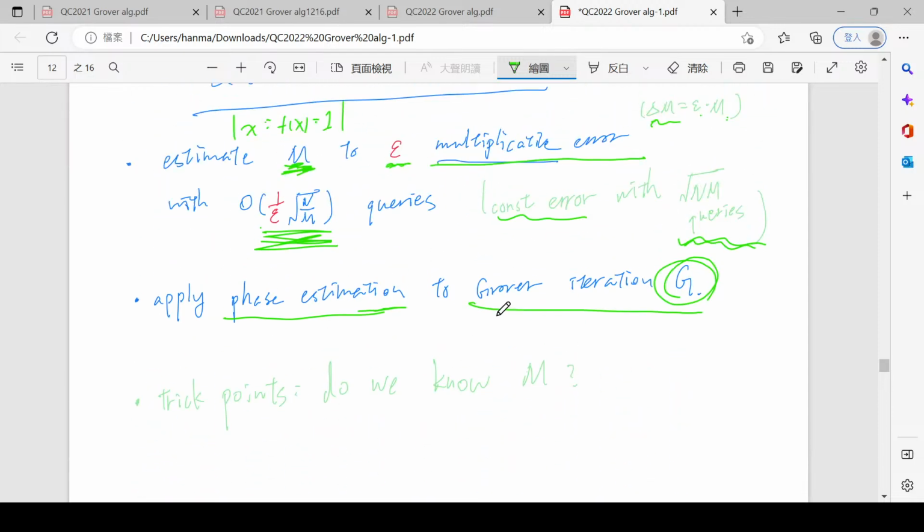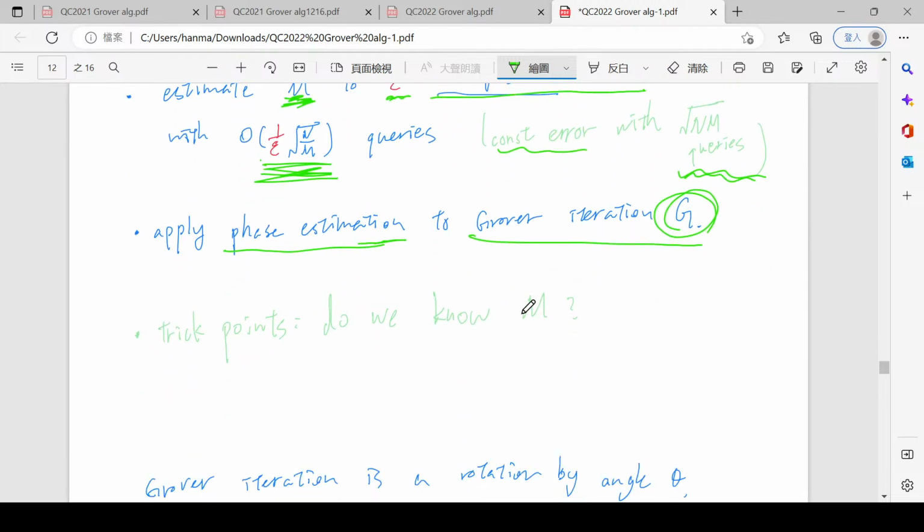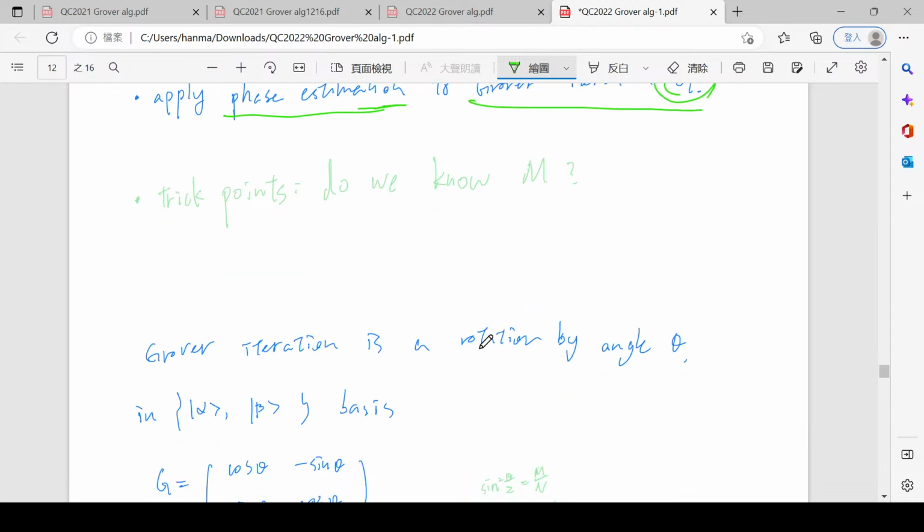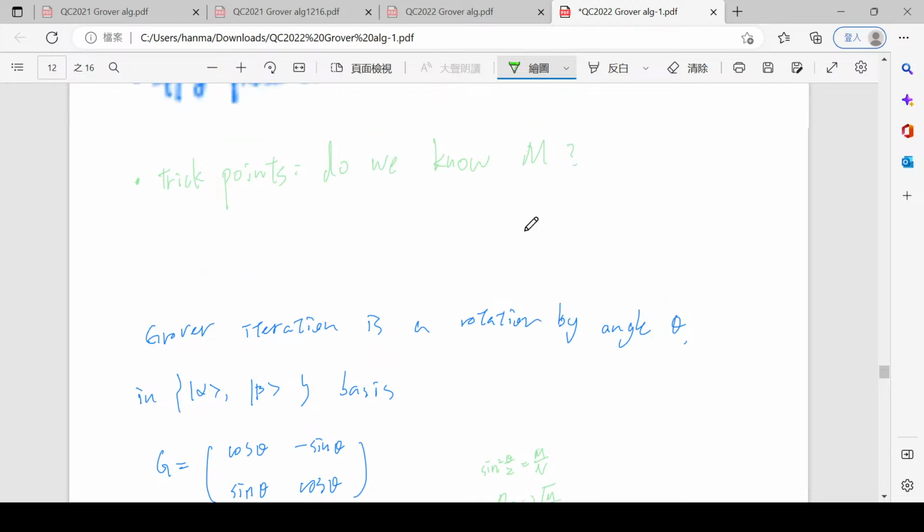Okay. So the problem is, I think the textbook algorithm also assumes you know M. So it's kind of counting to estimate M, but actually I'm not very sure about this. But let's see how it works.